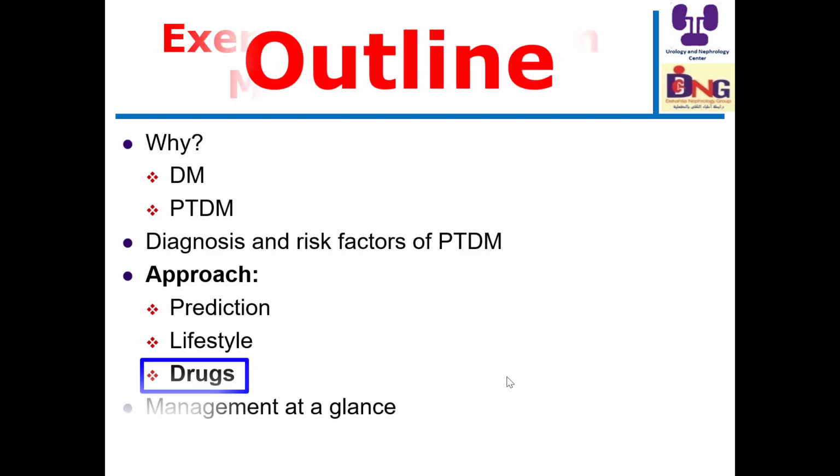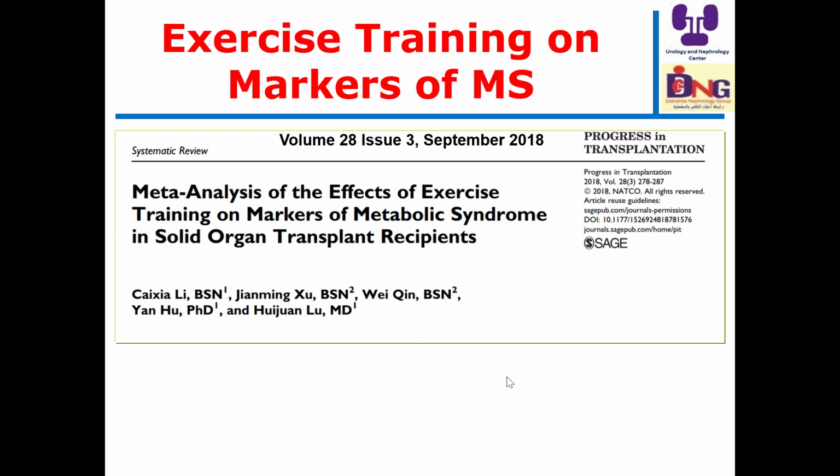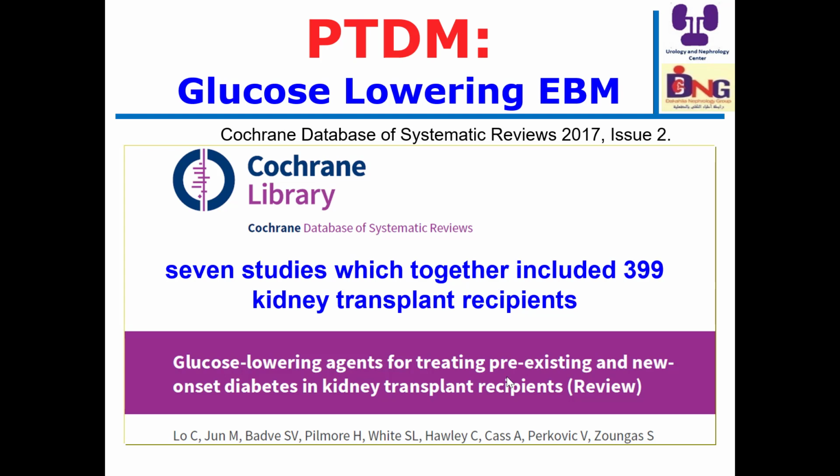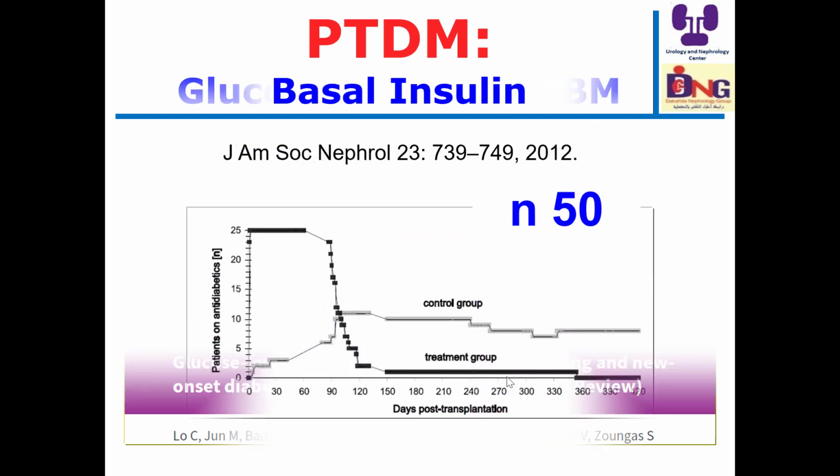Regarding exercise, we should advocate exercise because this is a lifestyle modification. So diet, exercise, stopping smoking, all these are very beneficial for management of diabetes. Regarding drugs, up to this moment, we don't have strong evidence on how to treat the patients. As you see from this Cochrane review group that included 7 studies, together including 300 patients, on glucose lowering agents for treating pre-existing and new onset diabetes after transplantation, it seems that the evidence is not so strong.